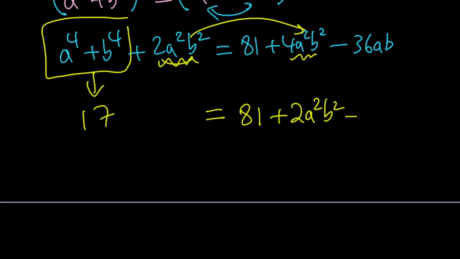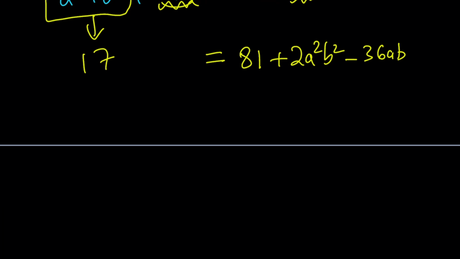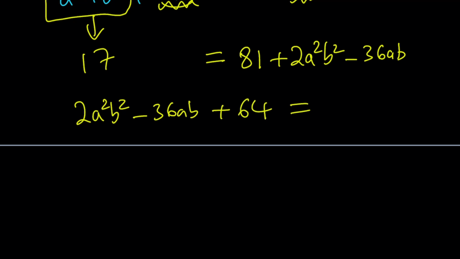And then I have the minus 36ab. Okay, remember that came from 2xy. Great. What can I do with this? Put everything on the right hand side. 2a squared b squared minus 36ab plus 81 minus 17, which is 64, is equal to 0. Divide everything by 2 and use substitution.